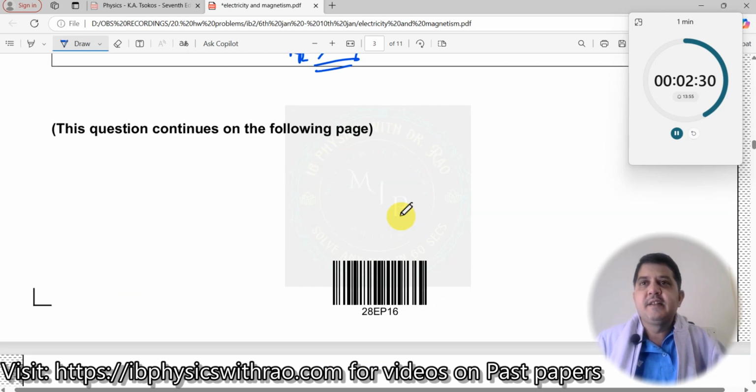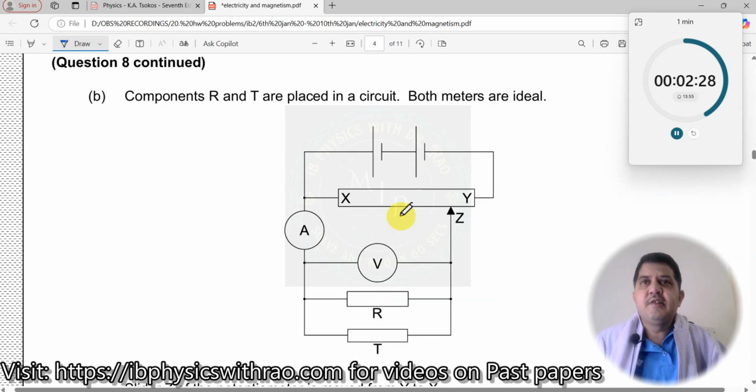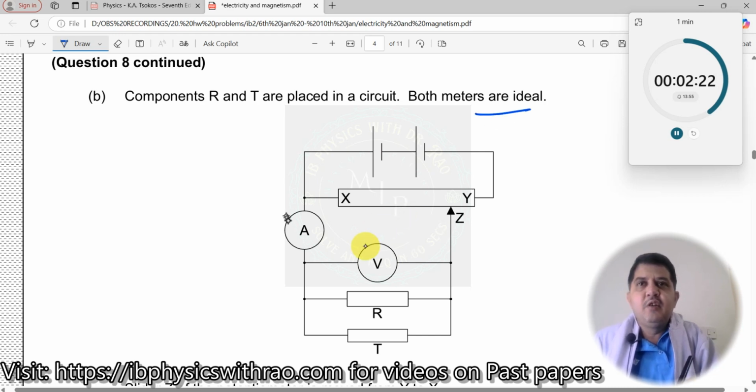Okay. Next. Components R and T are placed in the circuit. Both meters are ideal, which means no current is taken by the ammeter, and infinite resistance is seen at the voltmeter.